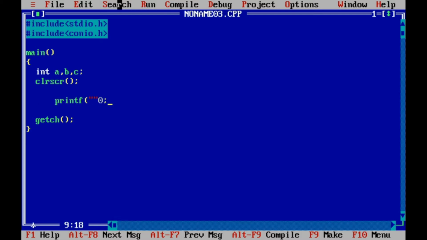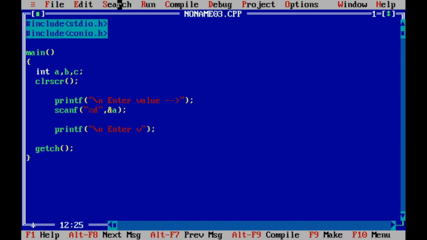To take input from the user, we have to write printf "Enter value" and scanf "%d", address of A. Then \n "Enter the second value", scanf "%d", address of B.